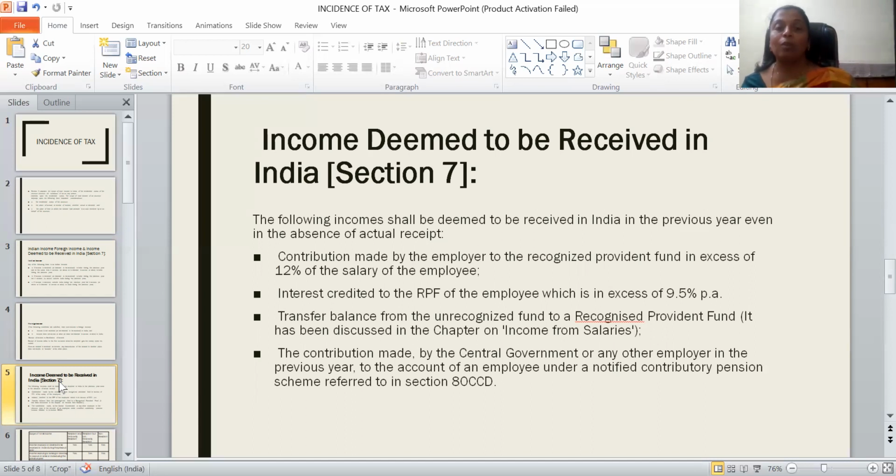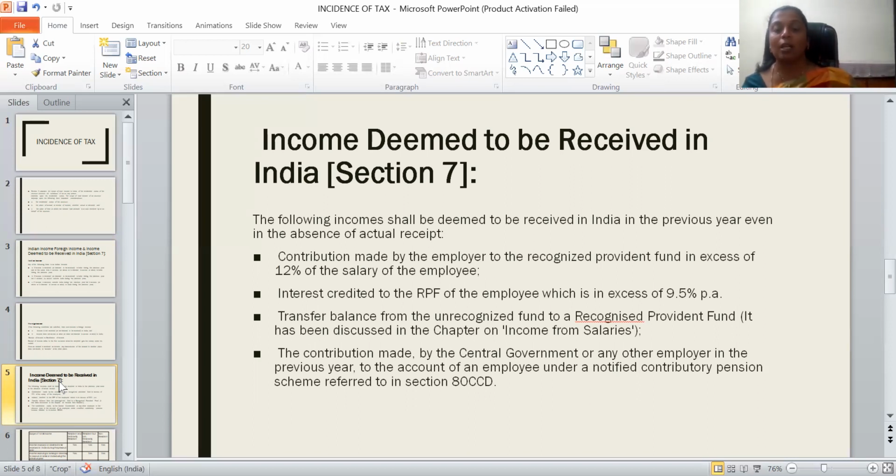Any amount which is contributed by your employer to your RPF account, that is your recognized provident fund account, if it exceeds 12% of the salary of an employee, then that will be termed as your taxable amount, which will be taken into consideration. Interest credited to the RPF of an employee which exceeds 9.5% per annum will be taxable.